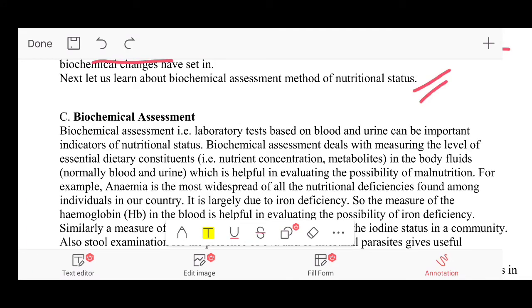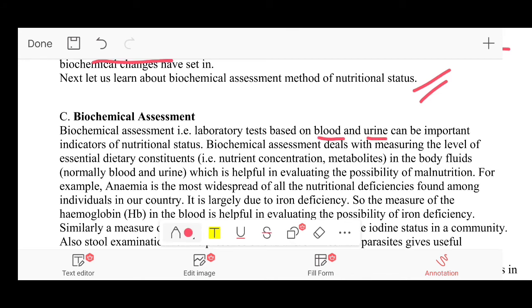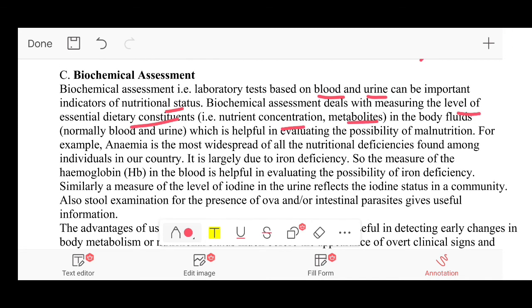Biochemical assessment, that is the laboratory test, which is based on blood and urine, can be an important indicator of nutritional status. Means whether the number of blood components is proper or not, whether urine is coming proper or not. That is the biochemical assessment, the laboratory test. Biochemical assessment deals with measuring the levels of essential dietary constituents, that is nutrient concentration and metabolites, in body fluids, normally blood or urine, which is helpful in evaluating the possibility of malnutrition.